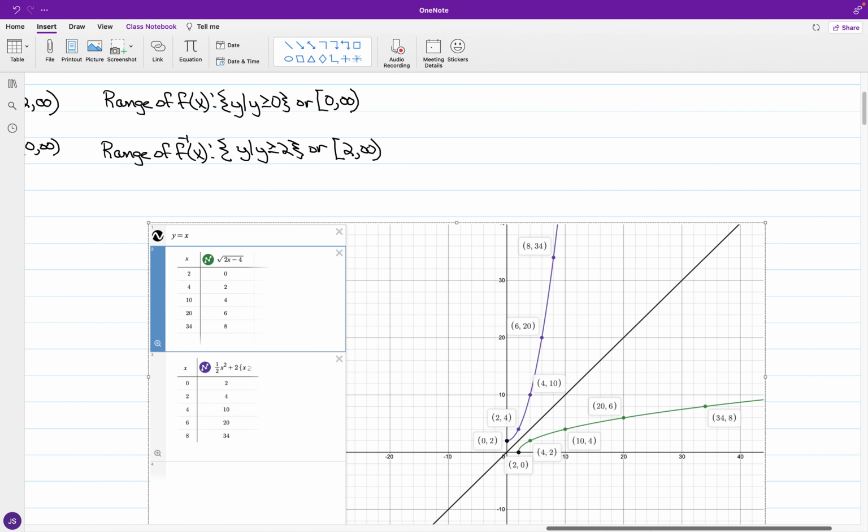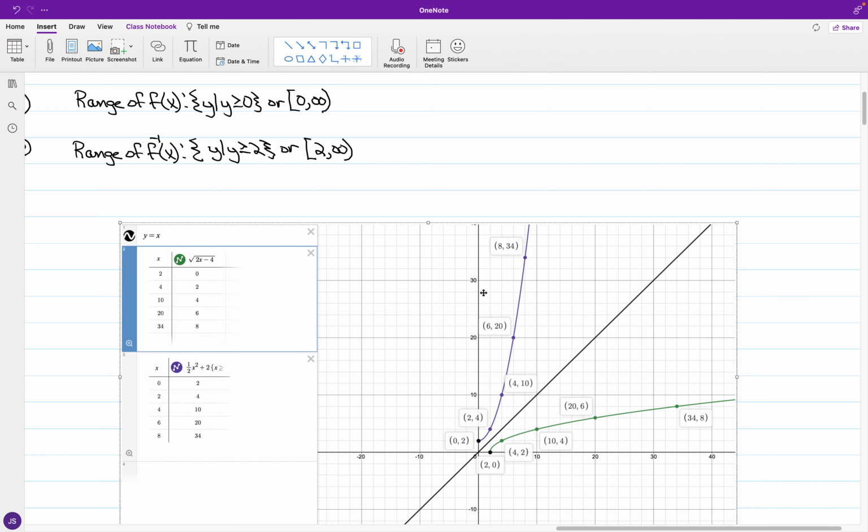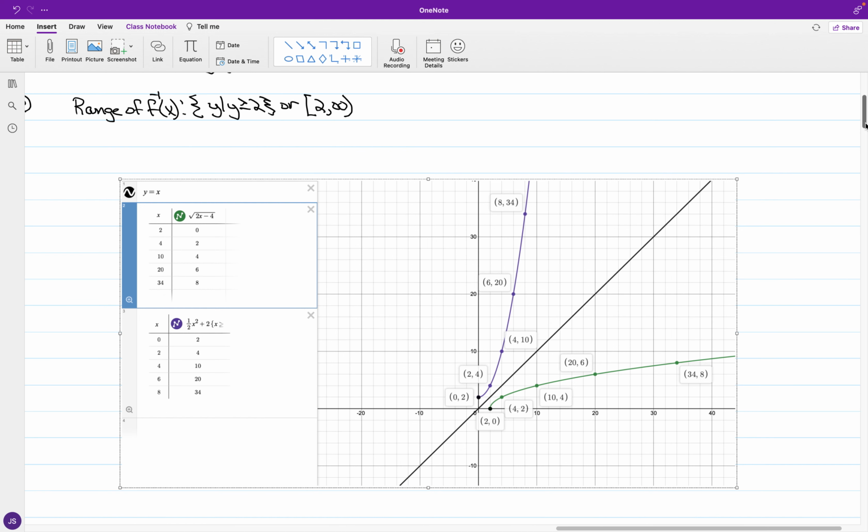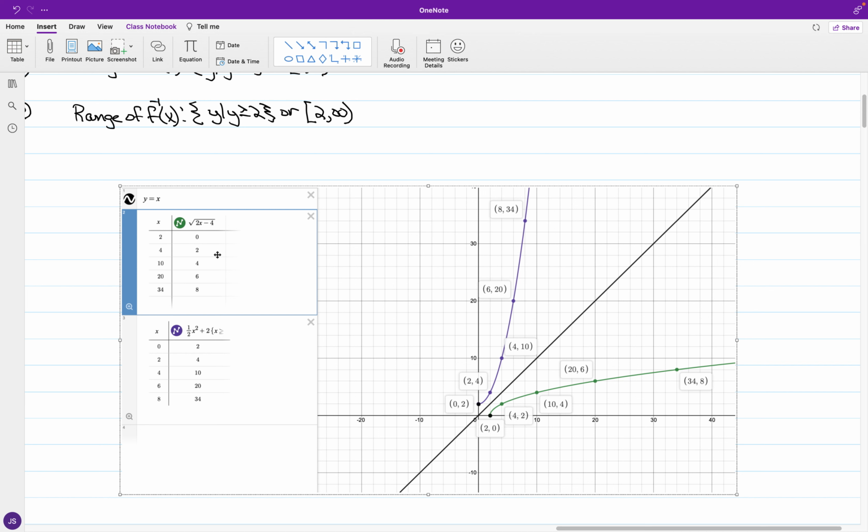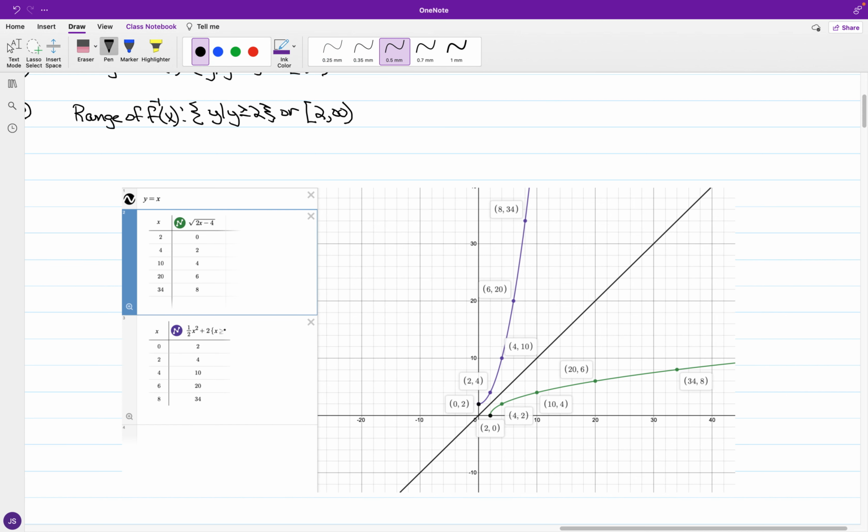Okay, so for y is equal to the square root of 2x minus 4, we have among the ordered pairs (2, 0), (4, 2), (10, 4), (26, 8), and (34, 8). And switching the order, this will correspond to y is equal to 1/2 of x squared plus 2, or (x squared plus 4) over 2, for values of x greater than or equal to 0.